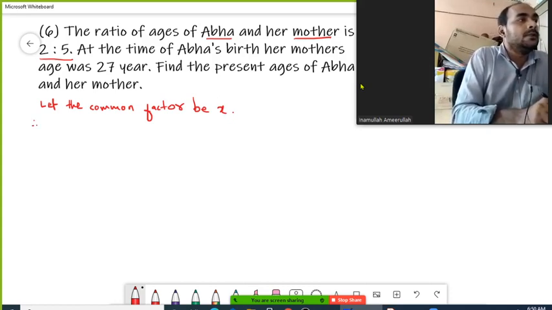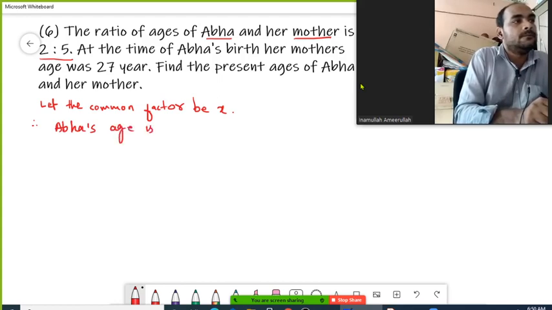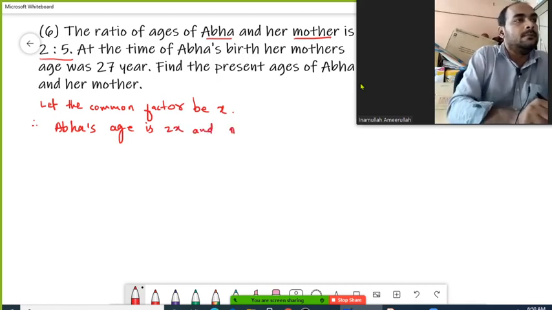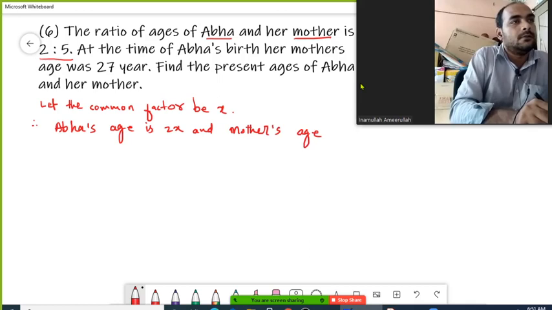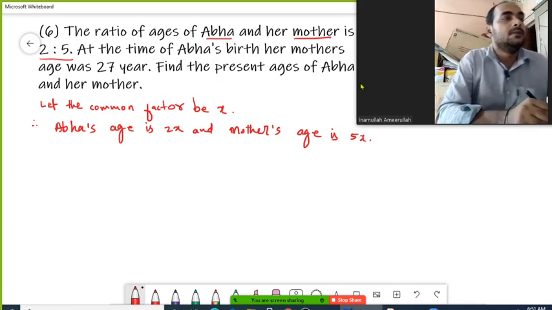So therefore we can say Abha's age is 2x and mother's age is 5x. So this is the present age of mother and Abha.